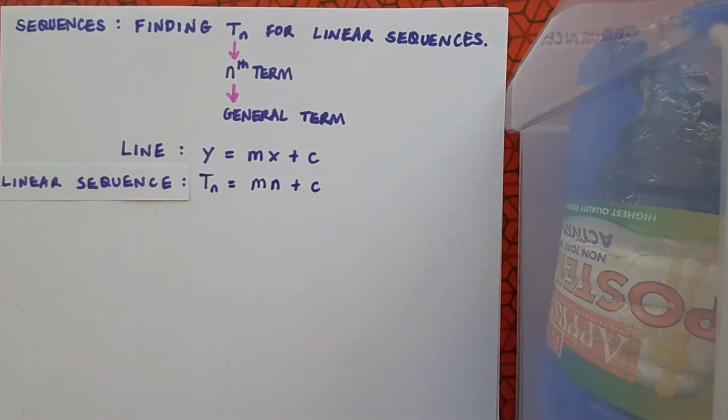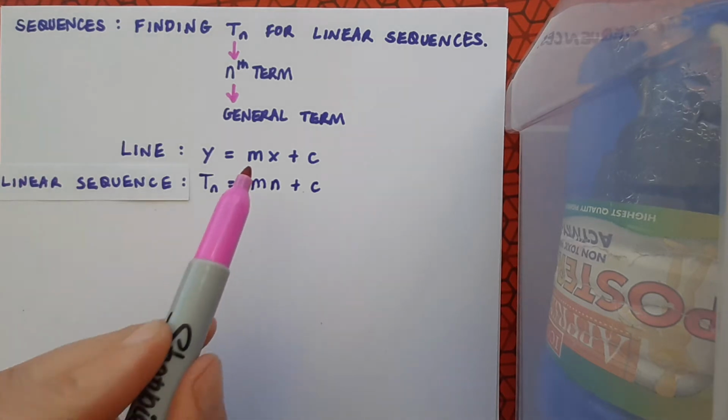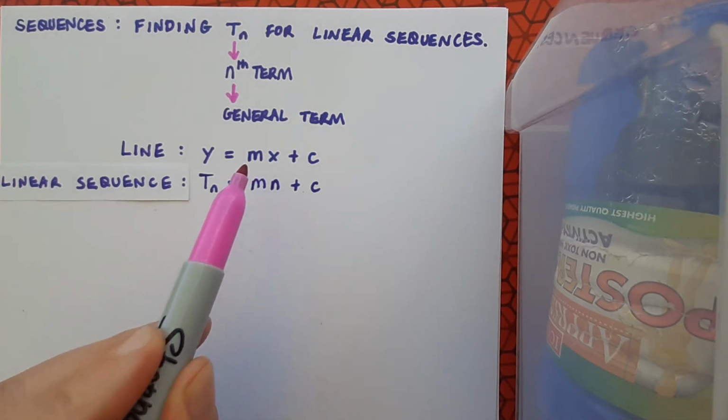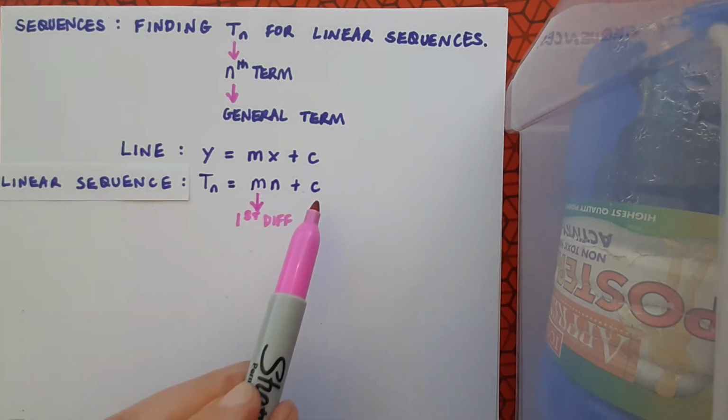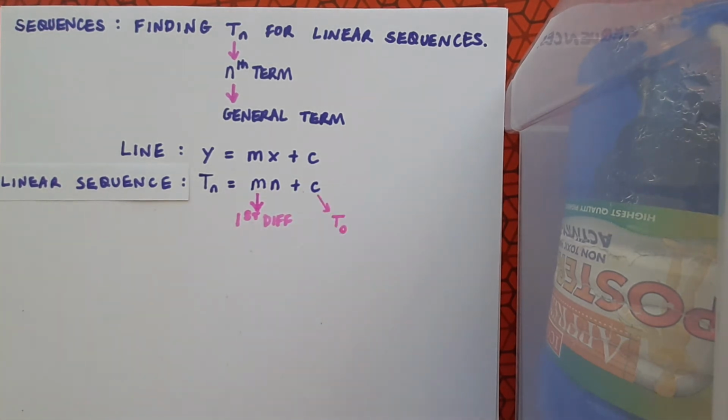Now you might wonder what m is doing in the linear sequence. We know that in the line equation, the m stands for slope. Well, in the linear sequence formula, the m here stands for first difference, or the term-to-term difference. In the equation of the line, we know that c stands for the y-intercept value. In linear sequences, the c stands for T0, or the term that would come before term 1. So let's look at an example to see how we can get this information from a sequence and use it to make the general term.